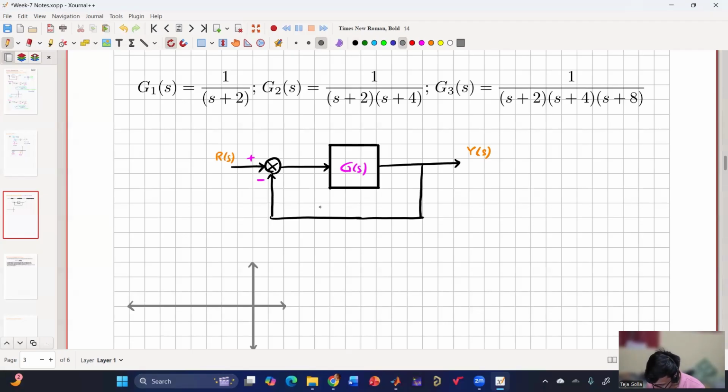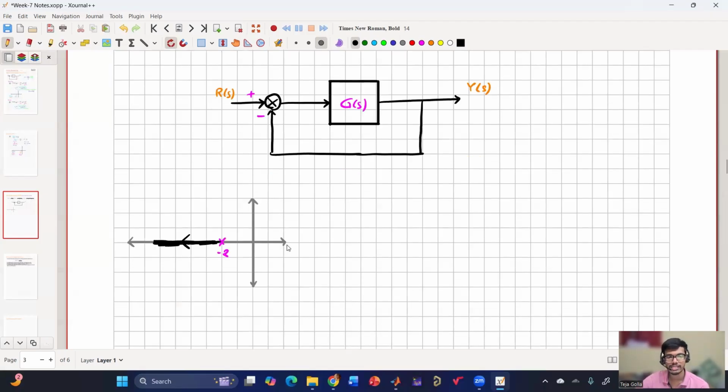So if we have s plus 2, then the pole is at minus 2, and the root locus will try to move in the direction of 0. So it will move in the left direction. It will move to the zero that is at infinity. The first rule says that the root locus lies where the number of poles and zeros on the right hand side is odd. So on the right hand side of this region it is odd, and that's why the root locus exists in this region.